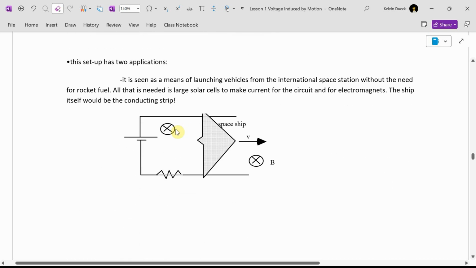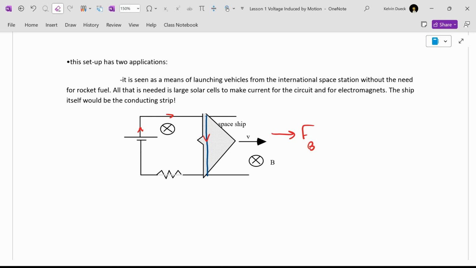Number one, it's seen as a means of launching vehicles from the International Space Station without the need of rocket fuel. So you would have large solar cells to get current. We have that. You would have electromagnets, and the ship itself would be your conducting bar. So if we turned on the current inside the ship, current would be going down the page. So everybody point your right thumbs down the page. What direction is the magnetic field? What do those X's mean? Into the page. Which way will the ship feel the force?